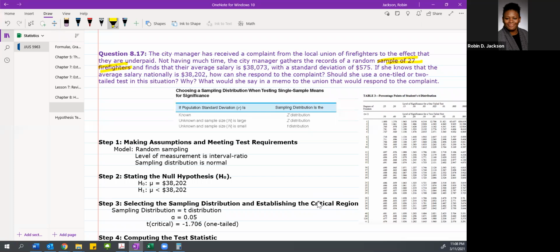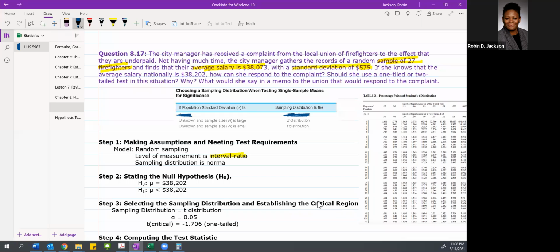Okay, and the city manager finds that their average salary, so we've got a number, so we're dealing with interval ratio. So that's our sample mean, okay, with a standard deviation of $575. But what this lets us know is that standard deviation is for our sample. So in all likelihood, we probably don't have a population standard deviation. So I'm gonna go ahead and cross that out. We don't know that.